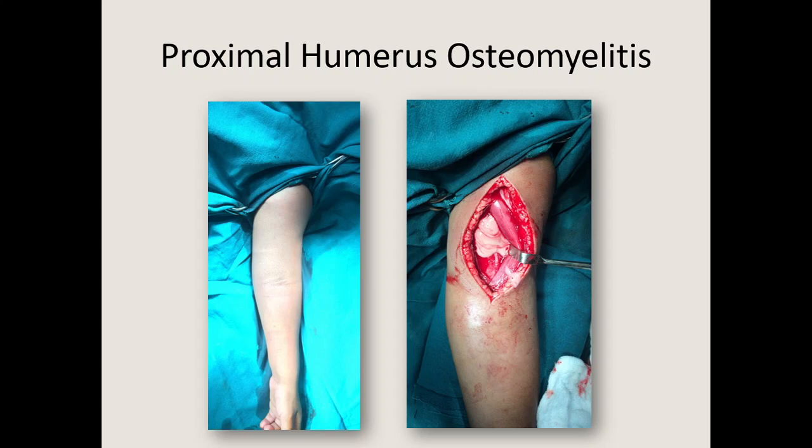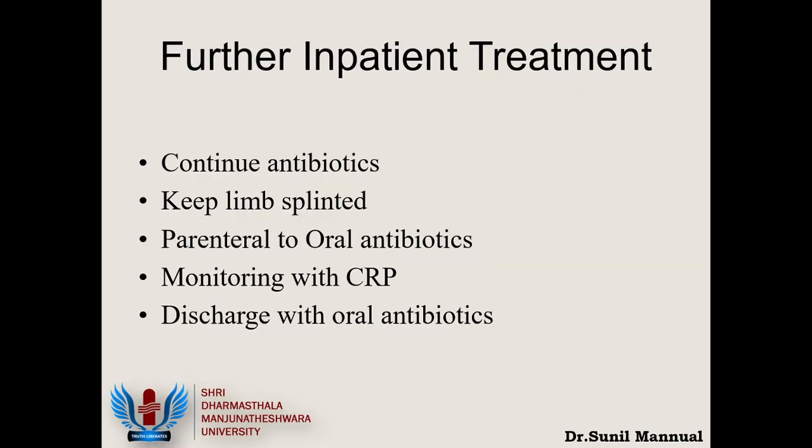Now, what is the further treatment? So further, there are two treatments. One is, of course, you're going to keep the child in the hospital for some days, and then you're going to discharge the child. So what is the further inpatient treatment? You're going to continue the antibiotics, whatever antibiotics the culture report has told us. You are going to continue to keep the limb splinted. It's very, very important. The limb has to be splinted with the help of a support.